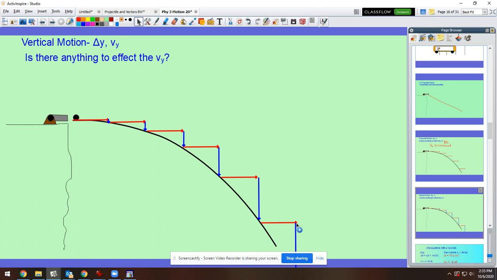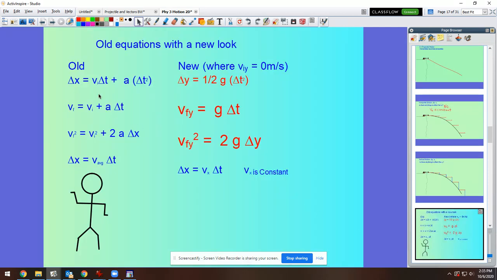Okay. Now let's take a peek at equations. And I don't want to dwell on these equations over here, but I just wanted to show you how these equations came from the old ones for a sec.